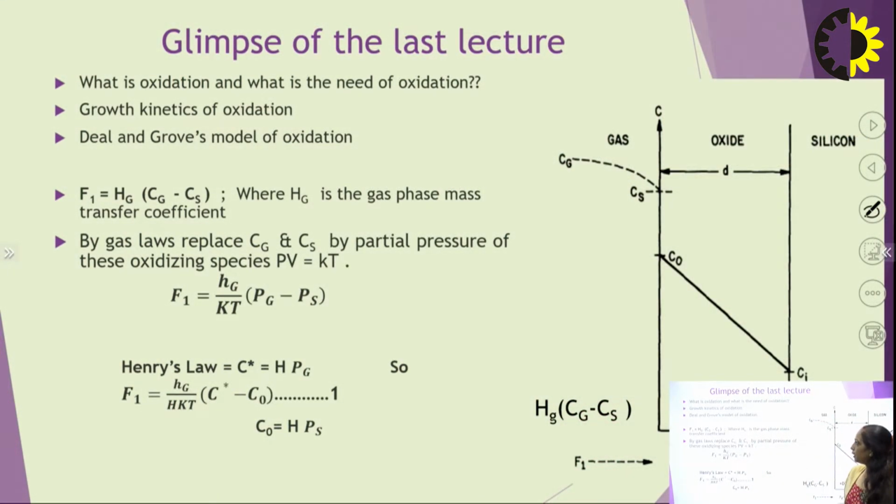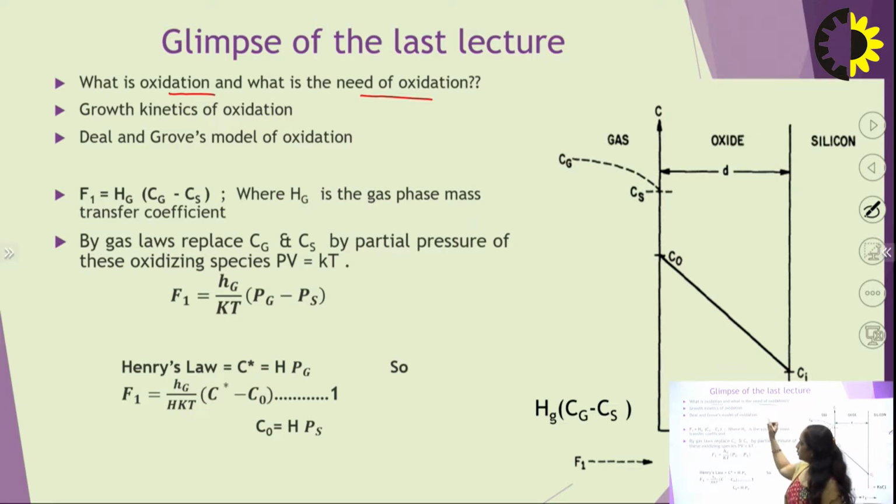We studied what oxidation is: when we grow an oxide layer over a silicon or germanium wafer, it is known as oxidation. And what is the need for oxidation? We have to protect the number of MOSFETs, the number of devices on a single wafer. It acts as a passivation layer and as a dielectric layer. So there are n number of needs for oxidation.